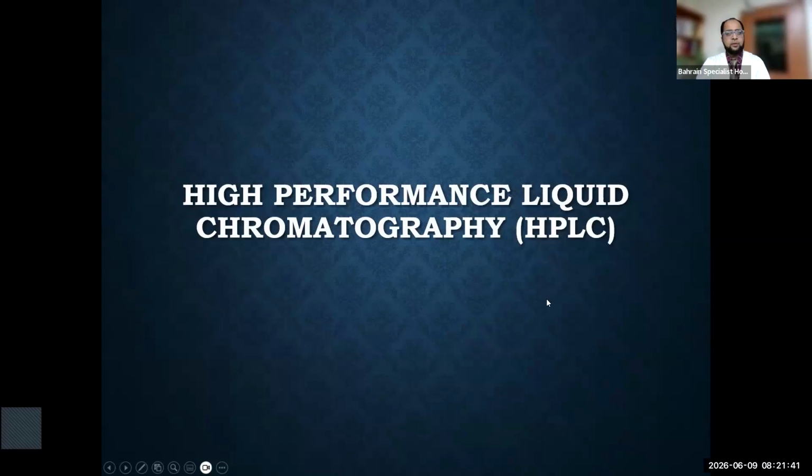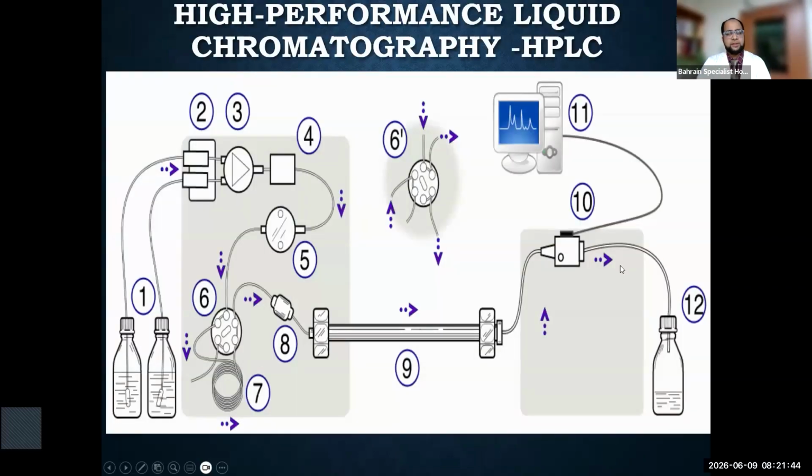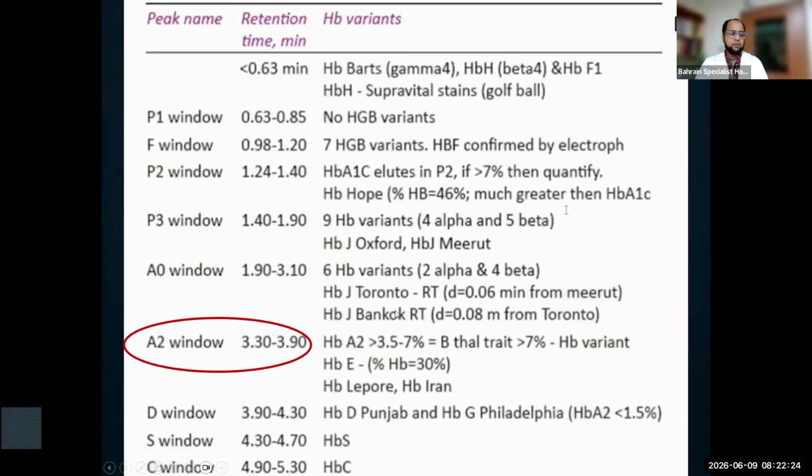Coming to HPLC, this is the recent modality that is commonly used for screening of newborns and adults for hemoglobinopathies. The machine has buffers which push the lysed sample of the patient through the capillary cartridge, where the cation exchange happens, and the final reading is analyzed by the computer software, and that gives the result based on the elution time. So what is happening? The exchange is happening at different times. So the final result is interpreted based on the elution time.